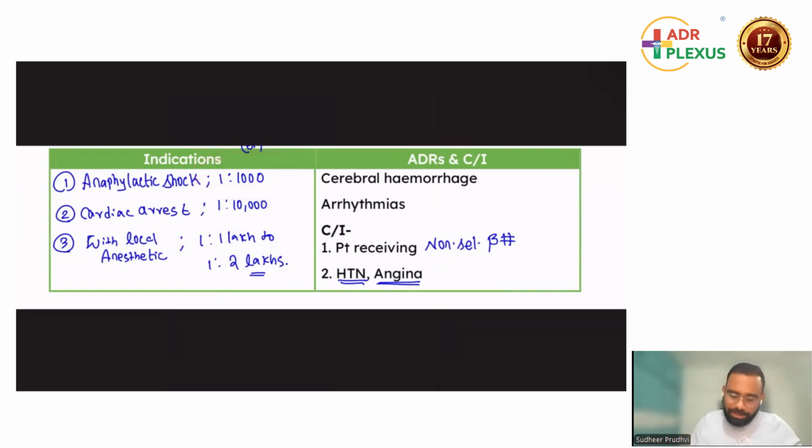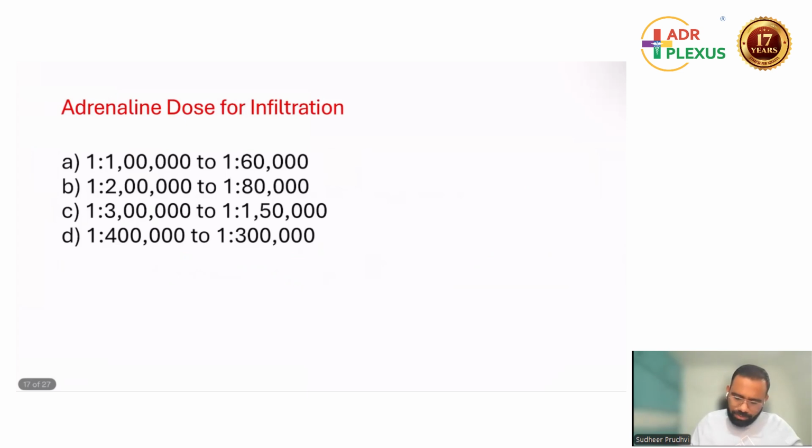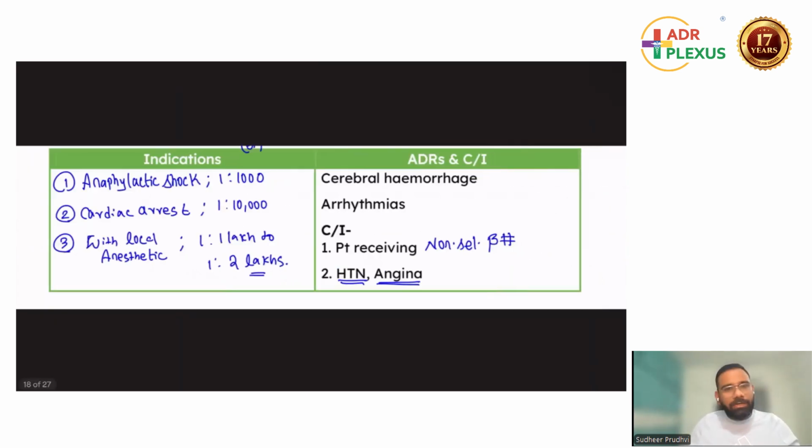So 1 to 1,000 is for anaphylactic shock, and 1 to 10,000 is given IV in cardiac arrest, and then 1 to 1 lakh to 1 to 2 lakh is given in local anesthesia. So that is infiltration anesthesia. So clearly, it is like infiltration. So 1 to 80,000 or 1 to 1 lakh, anything is fine. So option B will be the correct answer here. That's all about these adrenaline doses.